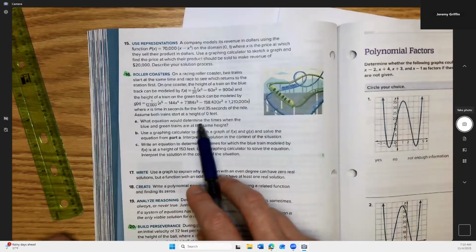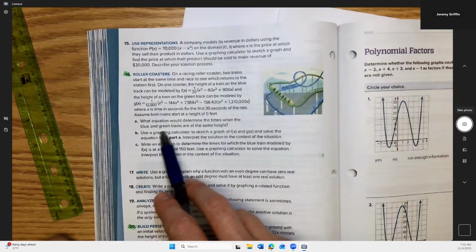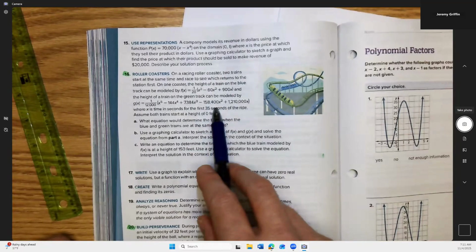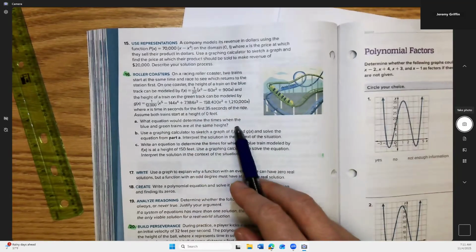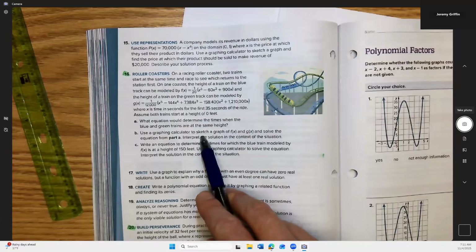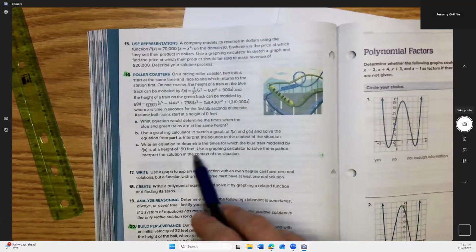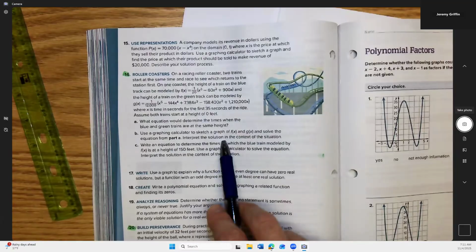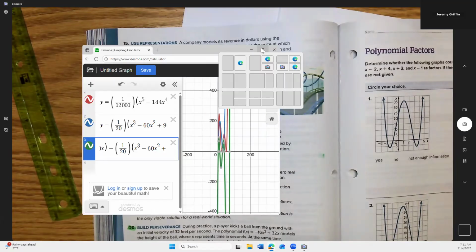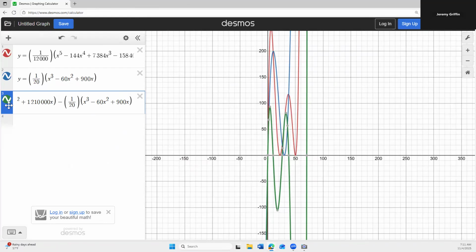So what equation would determine the times when the blue and green trains are at the same height? Well, that would just be one equation minus the other equation, and then you'd set that equal to zero. So you do that. Using a graphing calculator, I have that queued up in Desmos, so I'll do that for you guys. There's also a question C, but let's start with questions A and B here.